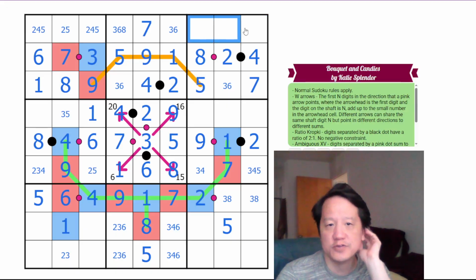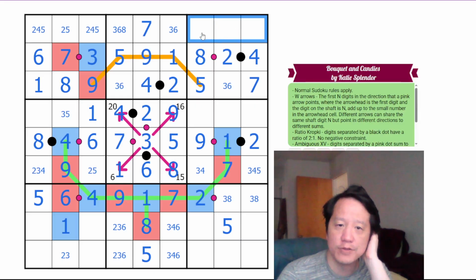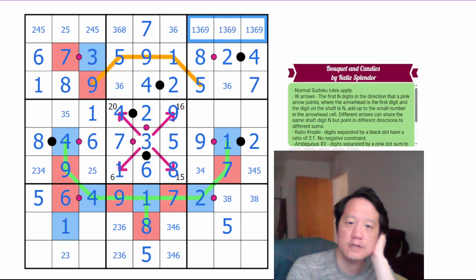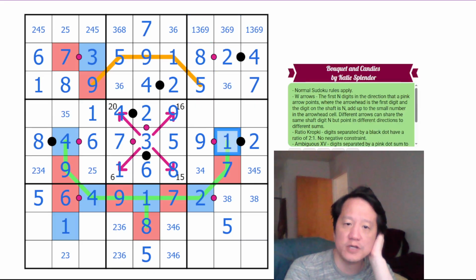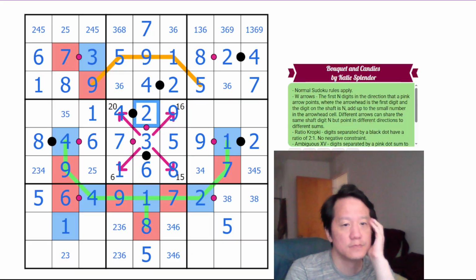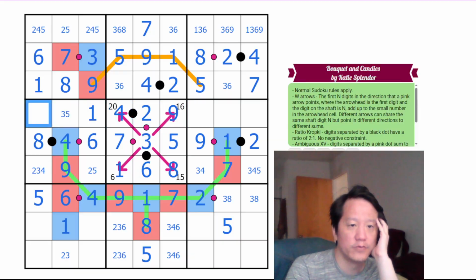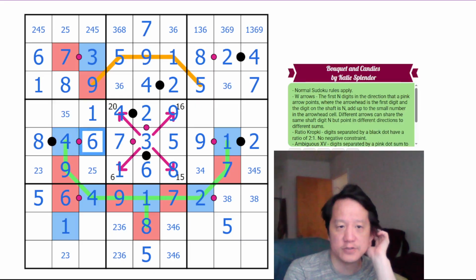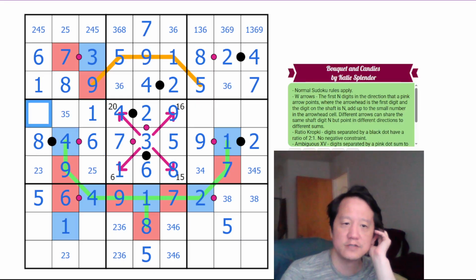Remaining digits of this upper right-hand box are 1, 3, 6, and 9. This can't be 1 because of 1 in the column. This can't be 9 because of 9 in the column. Remaining digits in this left central box are 2 through... Oh, this 4 eliminates 4 in the rest of the box. So where is the 7 then in this box? It has to be here.